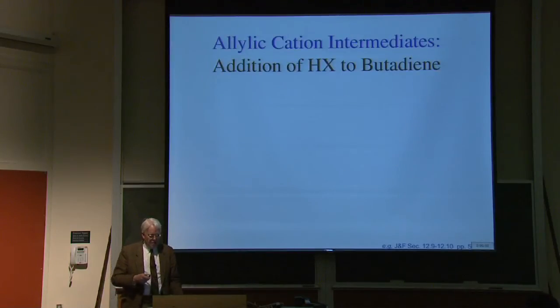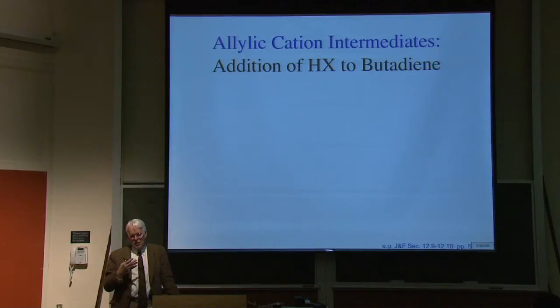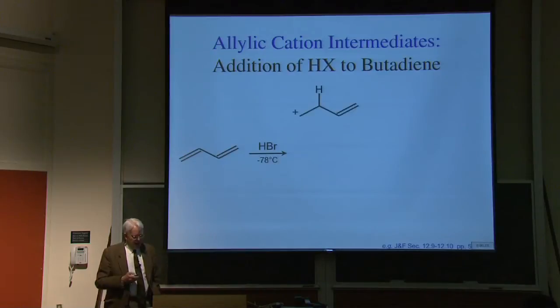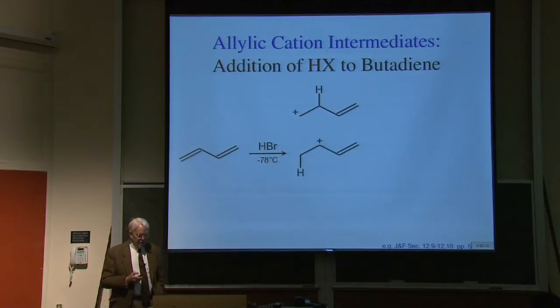Now let's look at some more detail about some of these, like the cation intermediate. The addition of HX to butadiene. We talked about HX, halogen acids, adding to single double bonds. How about adding to 2 double bonds? Okay, so at minus 78 degrees, you can add HBr to butadiene, and you could imagine the H plus going on one of the internal carbons to generate that cation, or it could go on the terminal carbon, the other regiochemistry, and generate that cation.